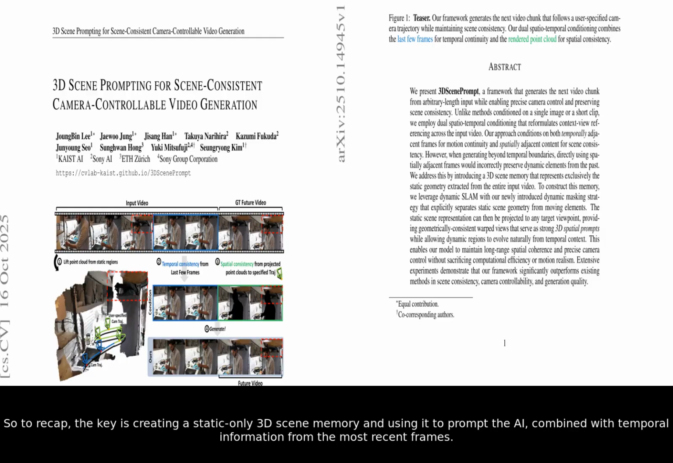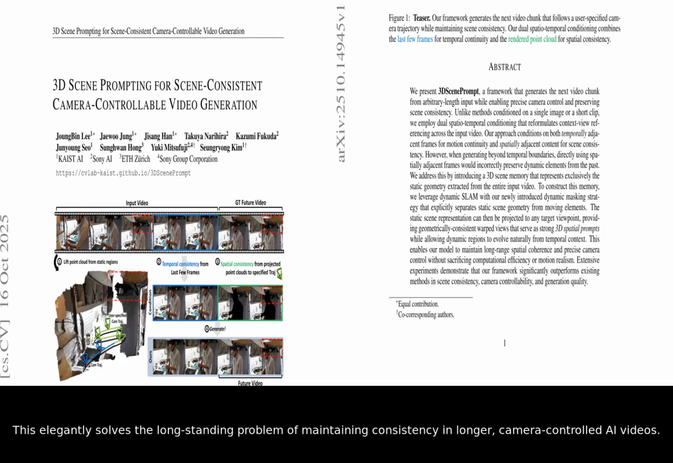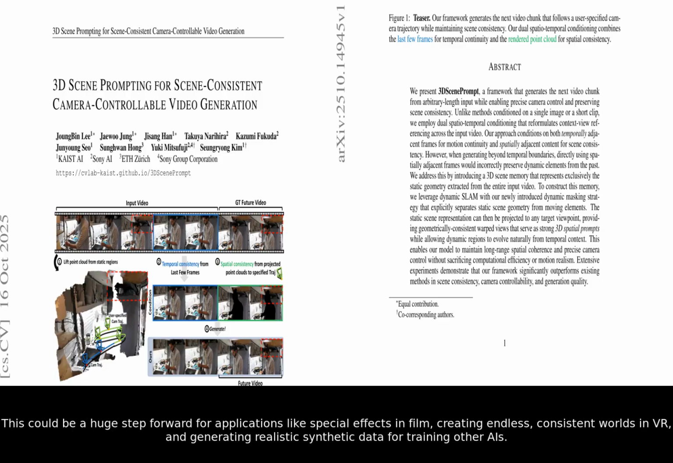So to recap, the key is creating a static-only 3D scene memory and using it to prompt the AI, combined with temporal information from the most recent frames. This elegantly solves the long-standing problem of maintaining consistency in longer, camera-controlled AI videos. This could be a huge step forward for applications like special effects in film, creating endless, consistent worlds in VR, and generating realistic synthetic data for training other AIs.